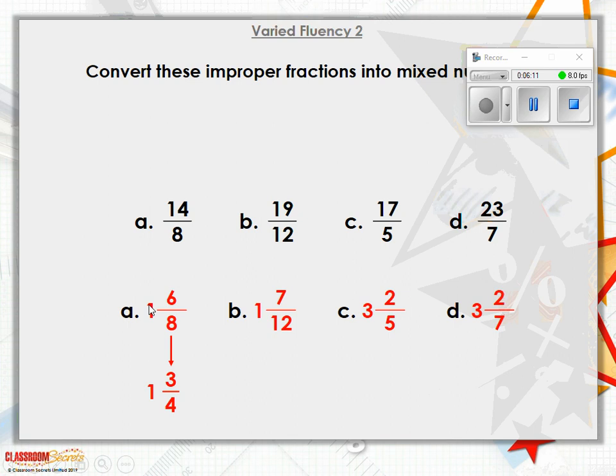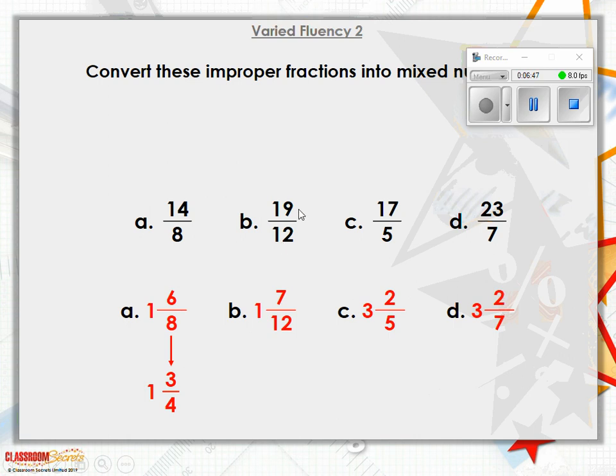14/8 is 1 and 6/8. 8 divided into 14 is 1. 6 left over. 8 is your denominator still, but we can actually write 6/8 in a simpler form. In its simplest form, it is 3/4. And if we use divisors as 2, 2 divided into 6 is 3, 2 divided into 8 is 4. So that's where the 3/4 comes from. We talked about this in our last session about equivalent fractions.